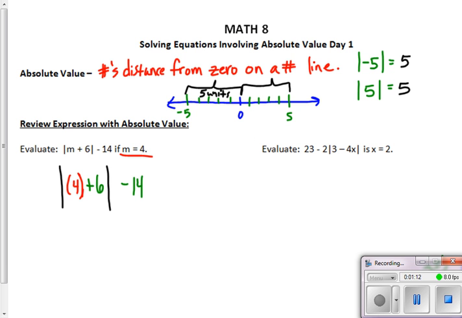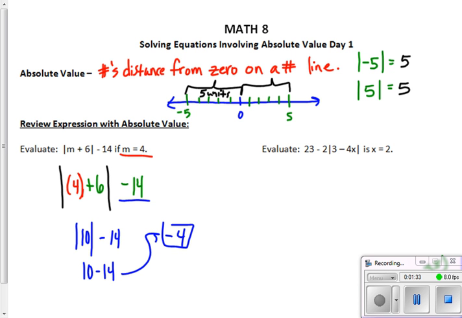Your absolute value sign acts as a set of parentheses. So basically, you need to solve what's inside your absolute value first. 4 plus 6 is 10, so we have absolute value of 10, and then we have this minus 14. Well, the absolute value of 10 is 10, so we have 10 minus 14. 10 minus 14 is going to give us -4 here for example number 1.